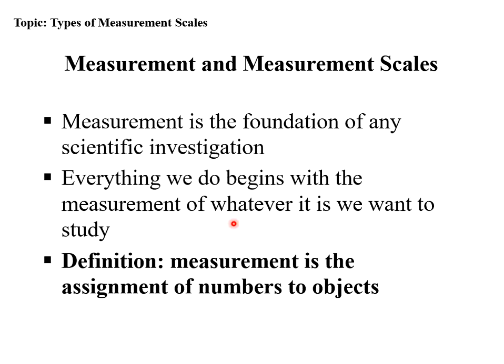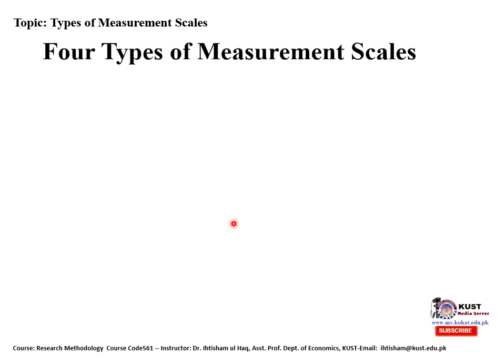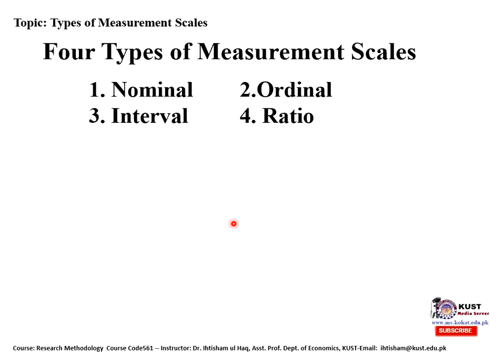For example, education level in a certain locality. To education level we have to assign a certain number. These numbers can be assigned on the basis of certain scales. So we call that measurement scales in statistics. And there are 4 types of measurement scales: nominal, ordinal, interval and ratio scale.